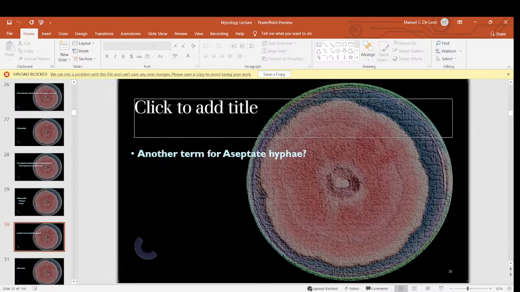Okay. Now, another term for aseptate hyphae. We're going to go back to aseptate hyphae again because it's my favorite. This is known as coenocytic hyphae. So you might be posed this question. We're on the topic of general terms. We just want to get all of these out of the way so that you don't get confused when we talk about it in later discussions. Coenocytic is another term for aseptate hyphae.